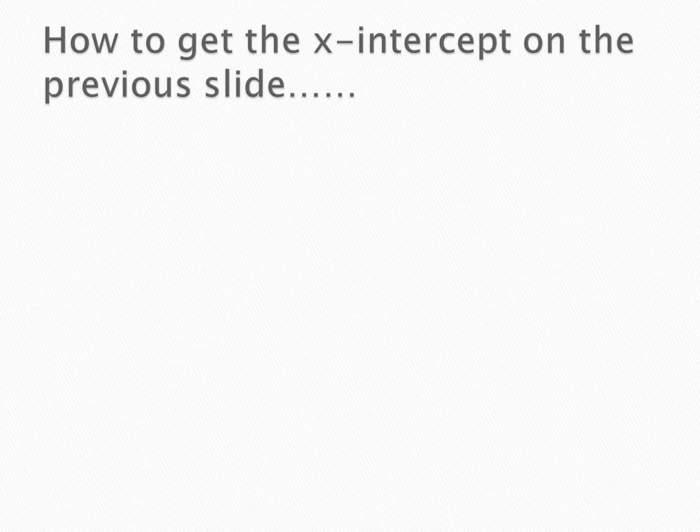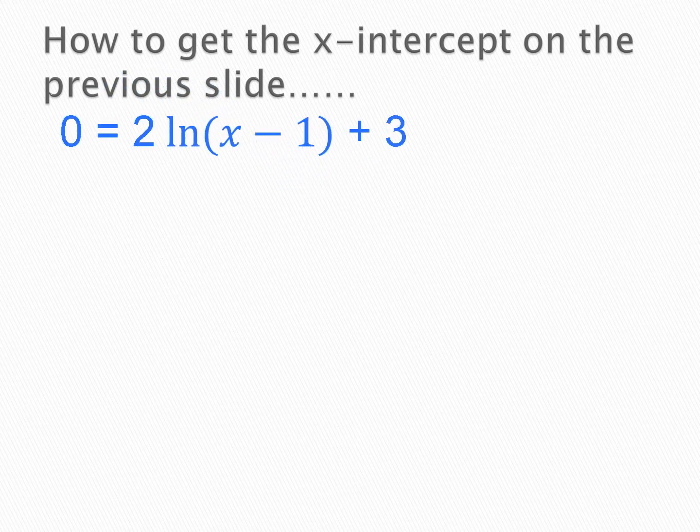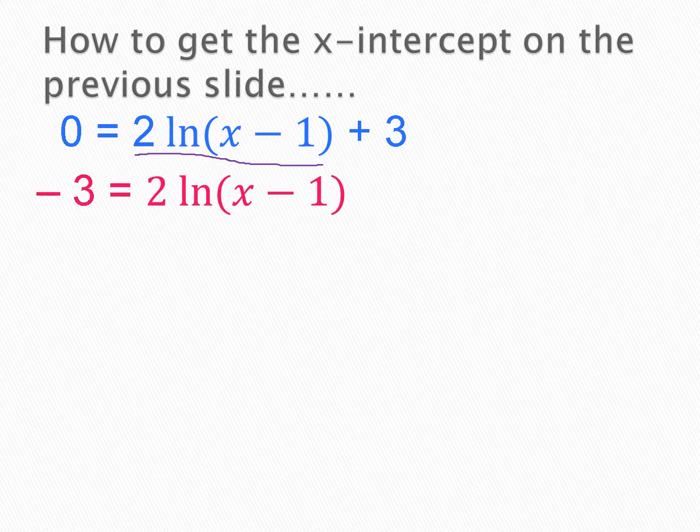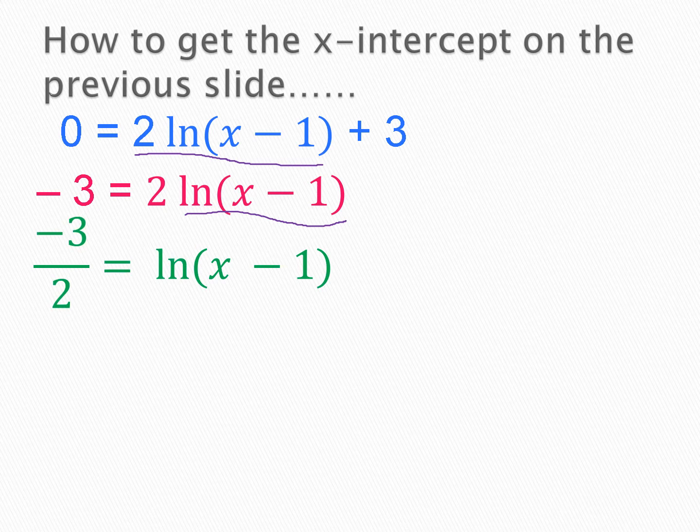Now let's talk about how I get the x-intercept on the previous slide. So remember, that means set y equal to 0. And we also have to isolate this part. We have to isolate the 2 ln of x minus 1. So to do that, we've got to kick the 3 to the other side. And then, remember, we really have to get rid of the 2 as well, because really this is the only part we're looking at. So we divide by 2. So I get -3 over 2 equals ln of x minus 1.